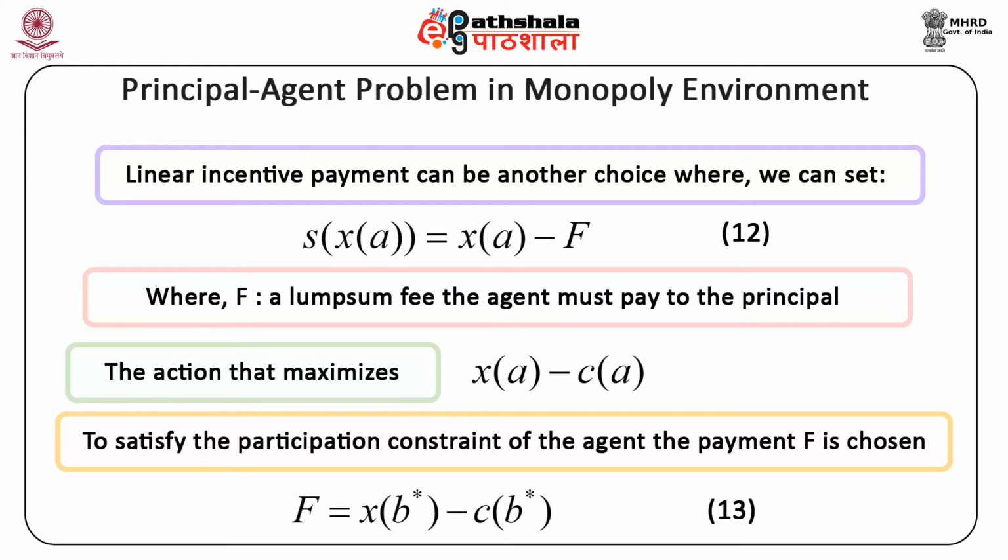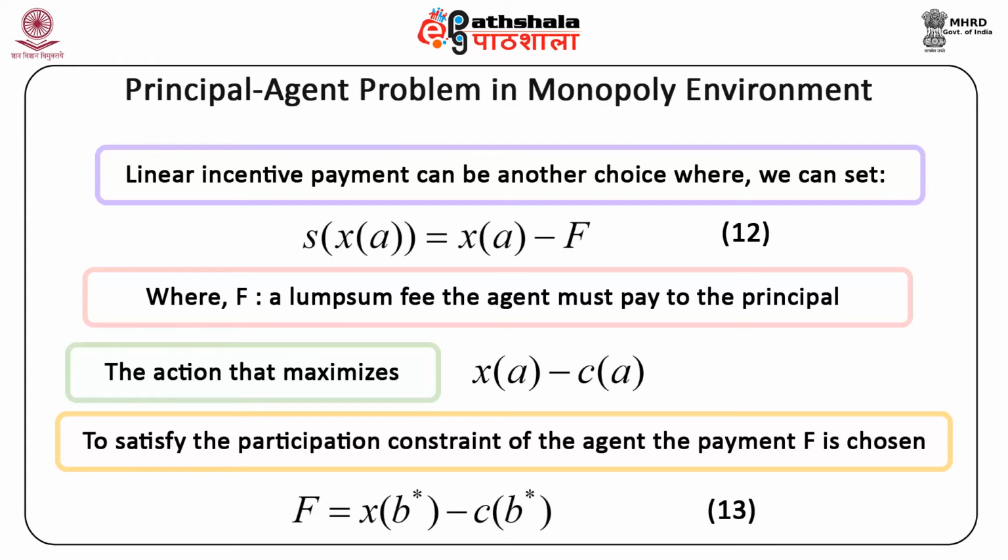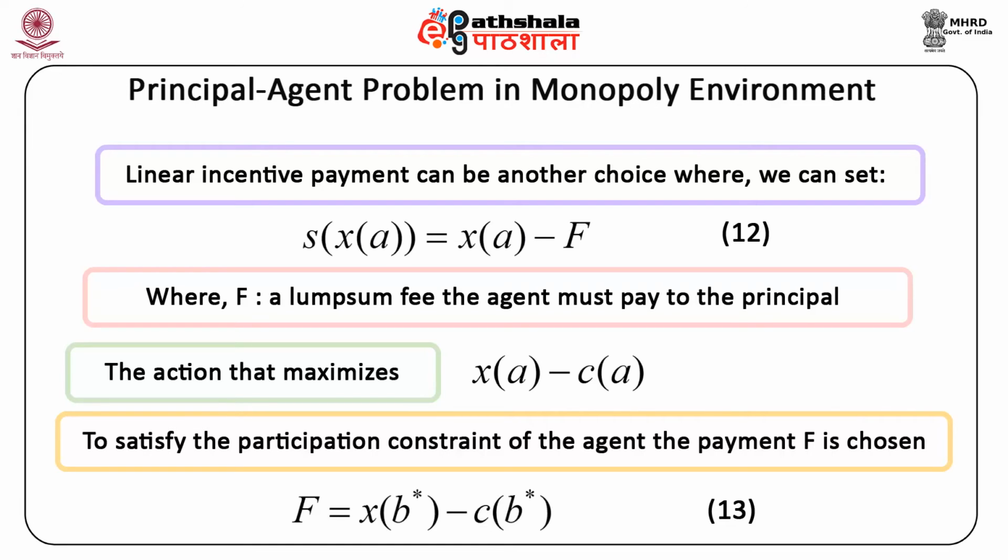Thus, for produced output, the agent is considered as the residual claimant. The agent, after paying the amount capital F to the principal, receives all the remaining and residual profit.